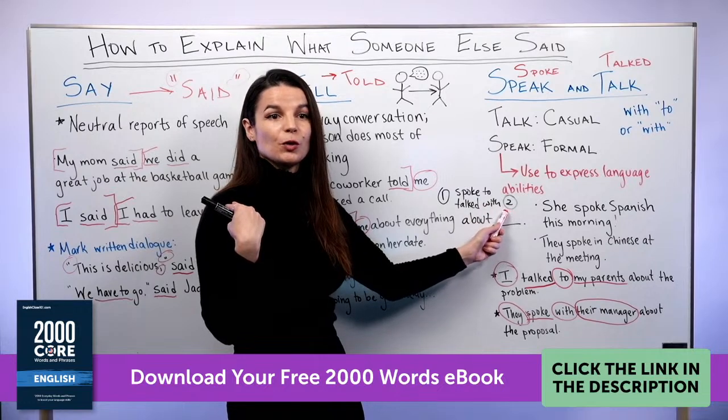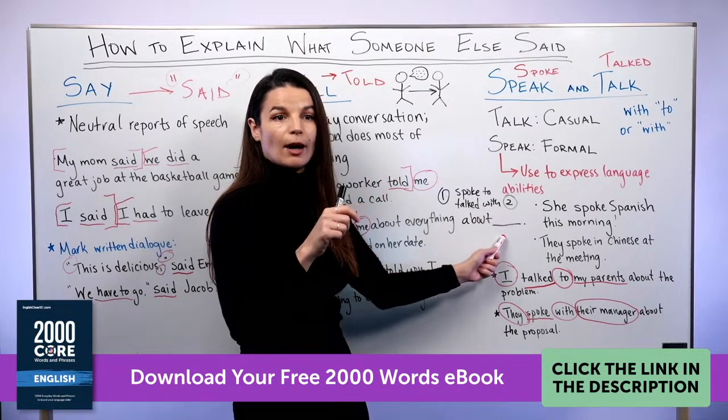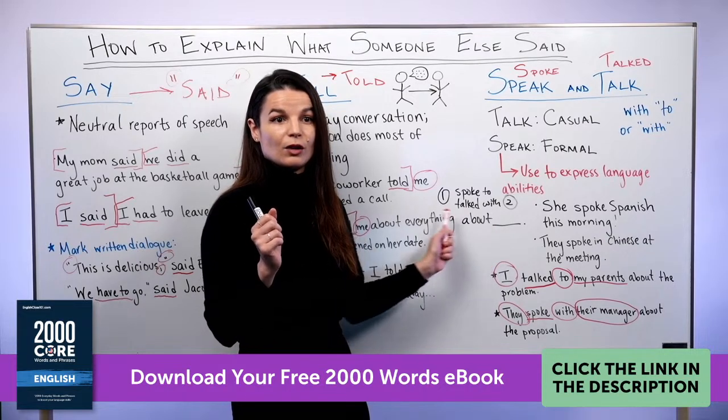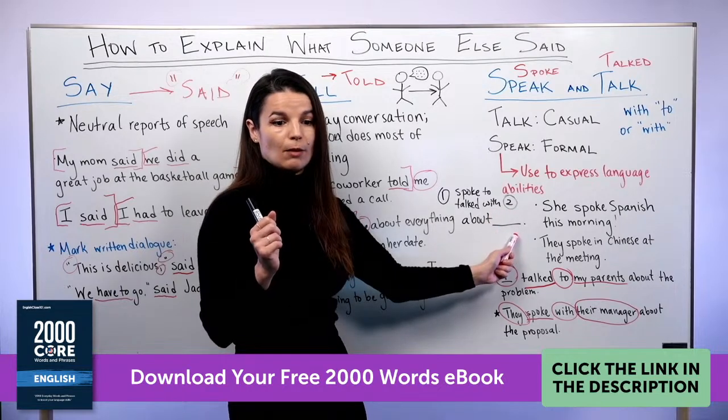Plus to the other person or the other group about a topic. So if this is difficult for you, here is a pattern you can use. So: one, talked with, two, about blah, blah, blah topic.